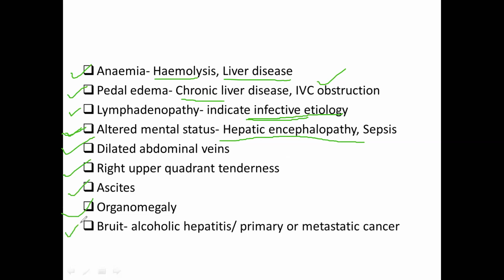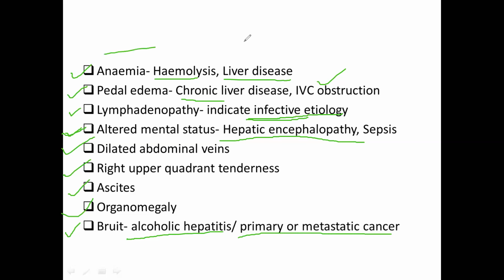In some patients, you may find a bruit. So what does bruit mean? Basically, it is an audible, or you can say palpable, vascular sound, which is due to turbulence of blood flow. So if such a bruit is heard over the liver region, it is usually indicative of alcoholic hepatitis or some primary or metastatic cancer.